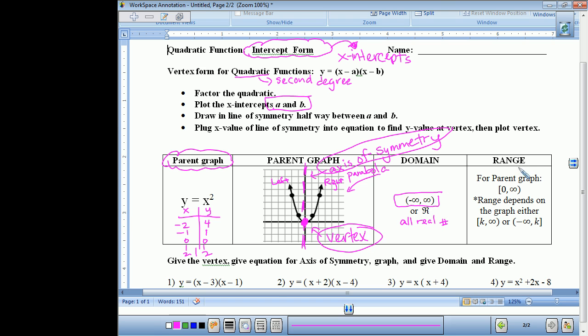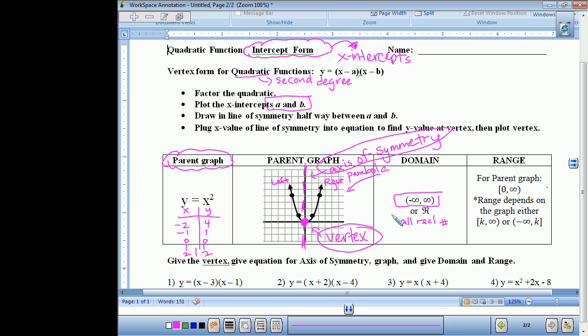All right, now range. Range is talking about all of our possible y values. And when we look at this picture, do you see that that's our lowest y value? What is the y value right here at the origin? 0. So this goes from the lowest value, which is 0, and it goes up forever, doesn't it? Well, we describe up forever with infinity.